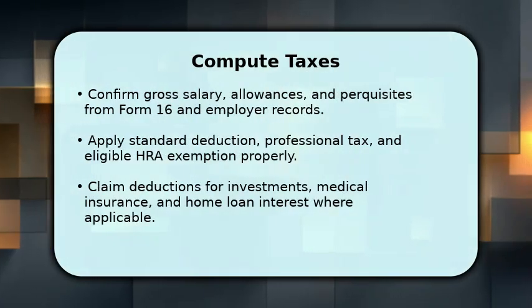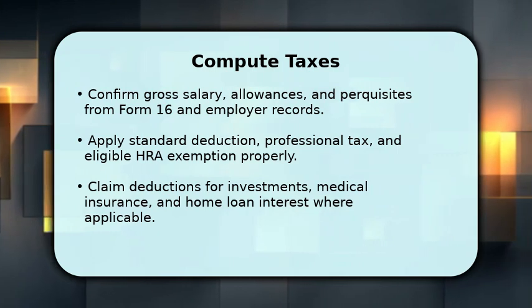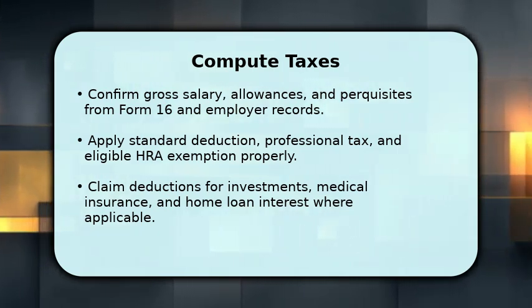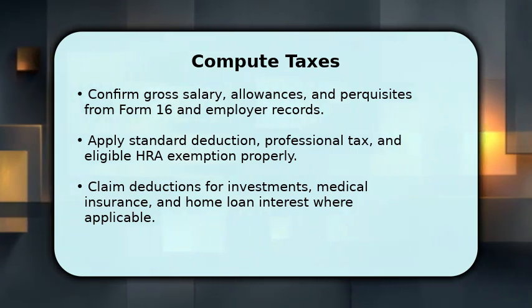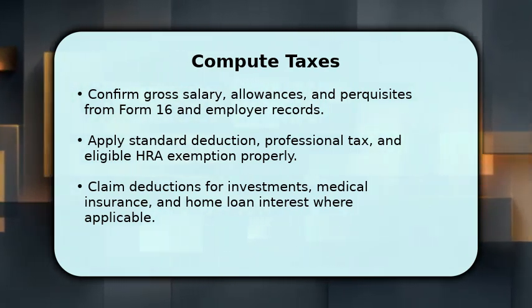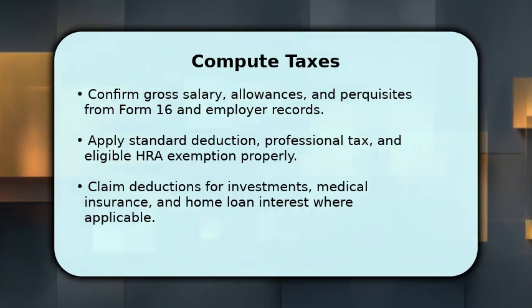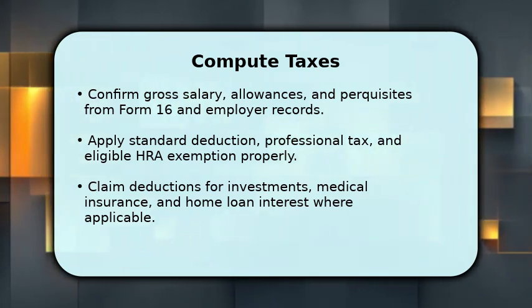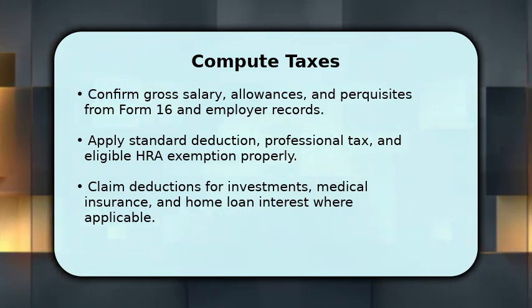Start by confirming your gross salary, allowances, and any perquisites shown on Form 16 so you have accurate figures. Apply the standard deduction and subtract professional tax and eligible HRA exemption to reduce taxable salary. Add income from other sources and subtract deductions under 80C, 80D, and home loan interest to compute taxable income. Finally, use the tax slab rates to calculate tax owed or refund due.